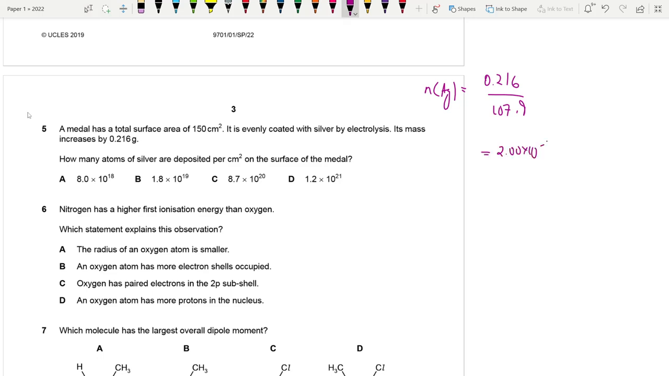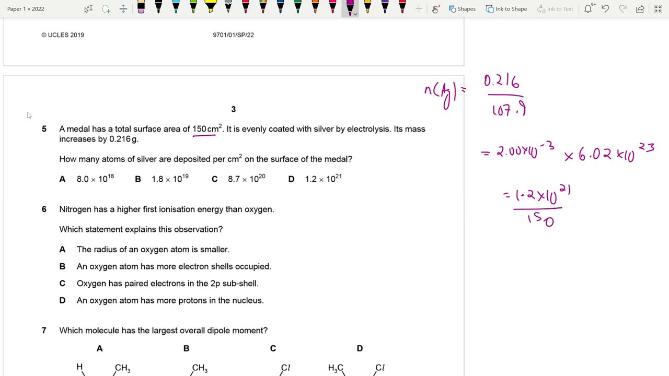2.00 into 10 power minus 3. So if you want to find out the number of atoms, 6 multiplied by the Avogadro constant, 6.02 into 10 power 23, right? That gives us a value of 1.2 into 10 to the power 21. So that is deposited in 150 cm cube.